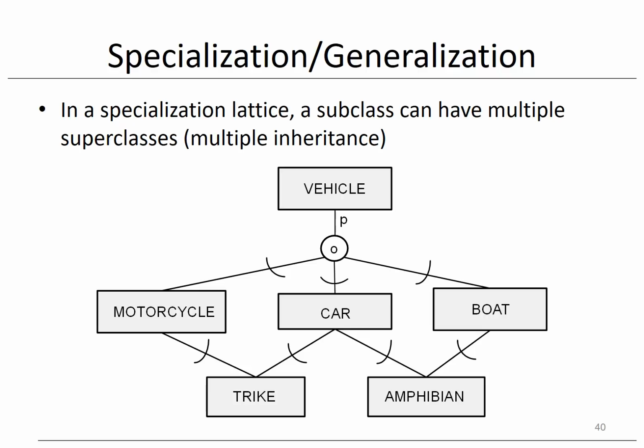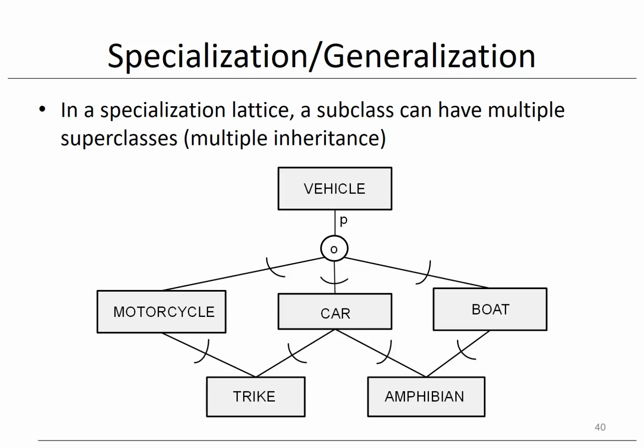In a specialization lattice, a subclass can have multiple superclasses. The concept where a shared subclass or a subclass with multiple parents inherits from all of its parents is called multiple inheritance. The figure shows a specialization lattice.